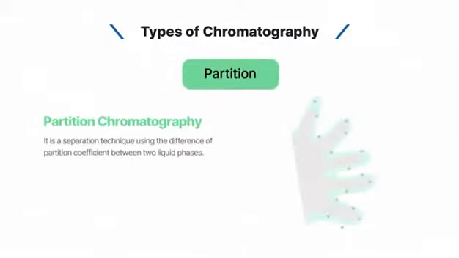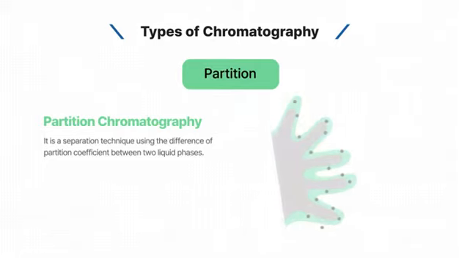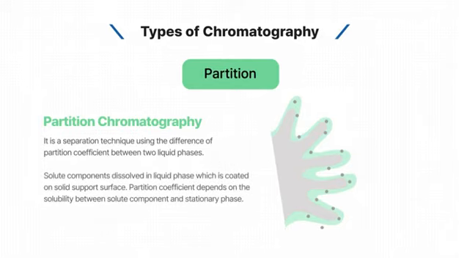Let's move to partition chromatography. Partition chromatography is one of the separation techniques using the difference of partition coefficient between two liquid phases. Solute components dissolved in liquid phase, which is coated on solid support surface. Partition coefficient depends on the solubility difference, so the more soluble it is, the later it comes out.